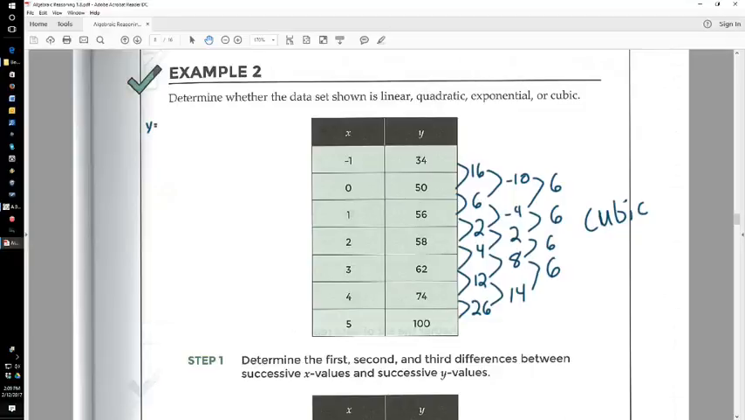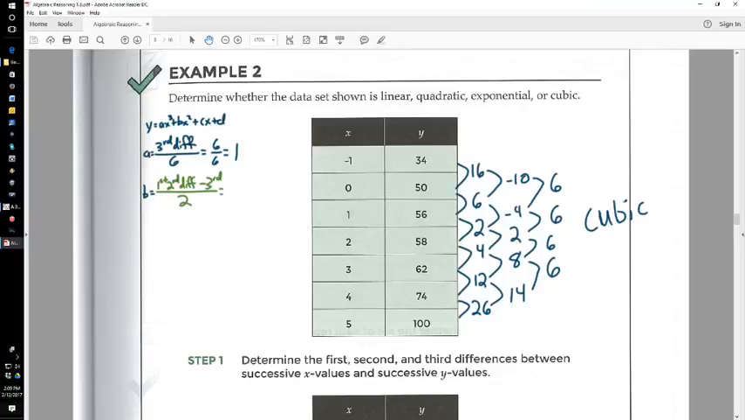So we've got to write out our equation. We need our y equals ax cubed plus bx squared plus cx plus d. We find all our variables. So a equals the third difference divided by 6. Your third difference in this case is the one that's constant. That's a 6. 6 divided by 6 is 1. Okay. Your b value, if you recall, is your first second difference minus your third difference, all that divided by 2.